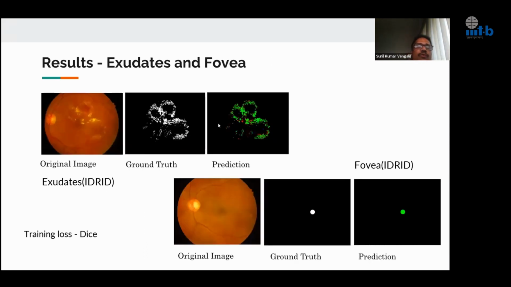Now, these are some of the results on the IDRiD dataset for exudates and fovea detection. As you can see, the prediction on the exudates also has some very tiny missing pixels, and we are actually trying to improve on these results. And the below one is a fovea prediction.